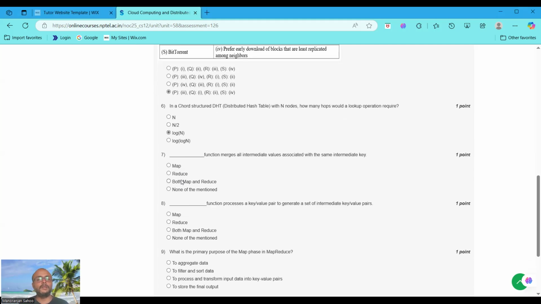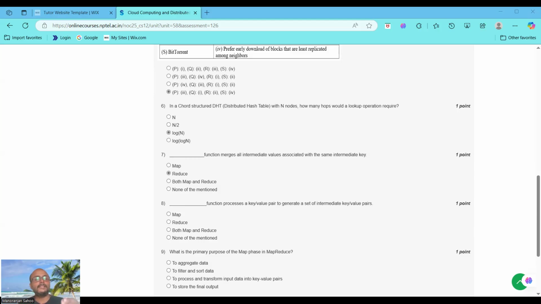Moving to question number 7. Which functions merge all the intermediate values associated with the same intermediate key? That is the reduce function. In MapReduce, you can see in your slides, lecture number 19, map generates intermediate key value pairs from the input data. Reduce takes intermediate key value pairs, merges or aggregates values for each key and produces the final output.